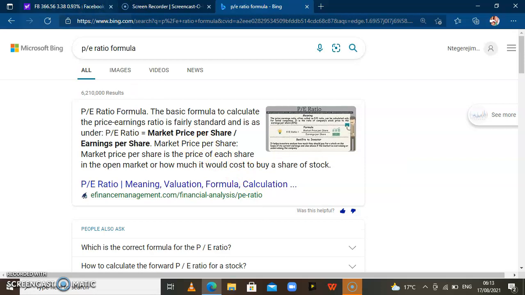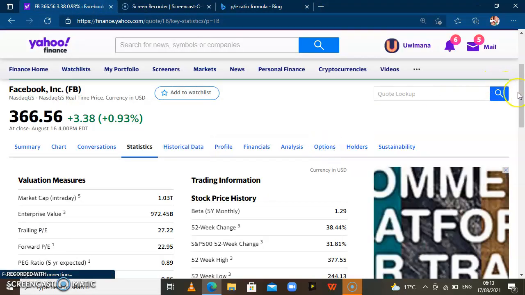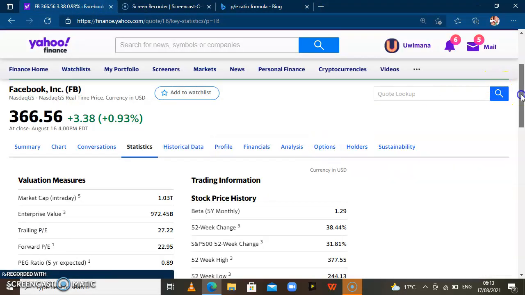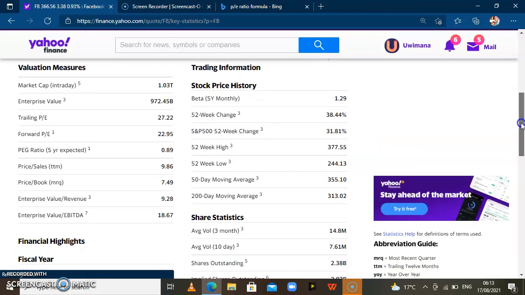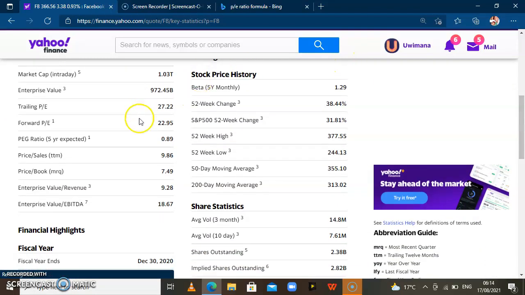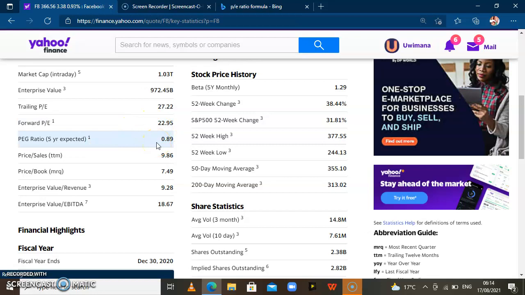PE ratio is an important valuation because it tells us if the company is overvalued or undervalued. And in the case of Facebook, 27 is not really that bad. So this is the current ratio, and this is the forward ratio, and this is the ratio growth in 5 years expected, right? So it's expected to grow 0.89 in 5 years.